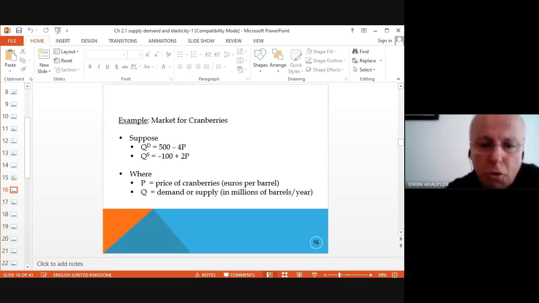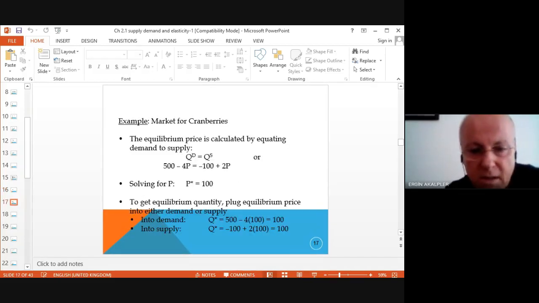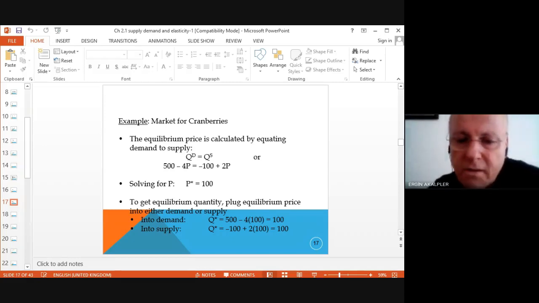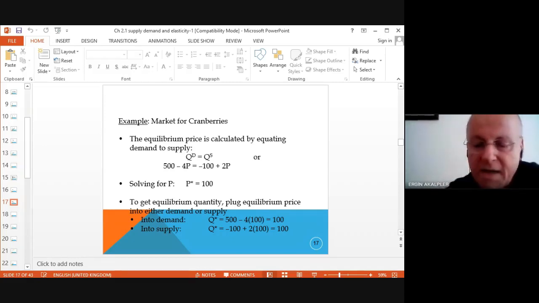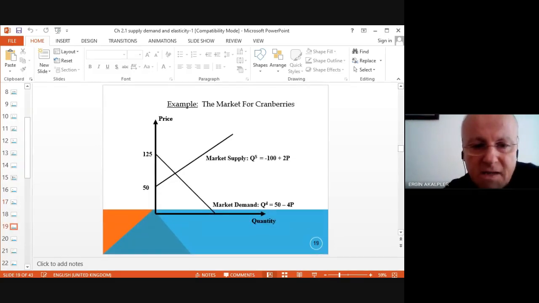When we are finding the equilibrium price and equilibrium quantity, as you know, we equalize these two equations and find the price first, which is 100, and then put this price into the equation for supply or demand for the equilibrium. And then you have the quantity, demand or supply, which is again 100. The price is 100, quantity 100, then we can illustrate the market as it is here, 100 and 100.